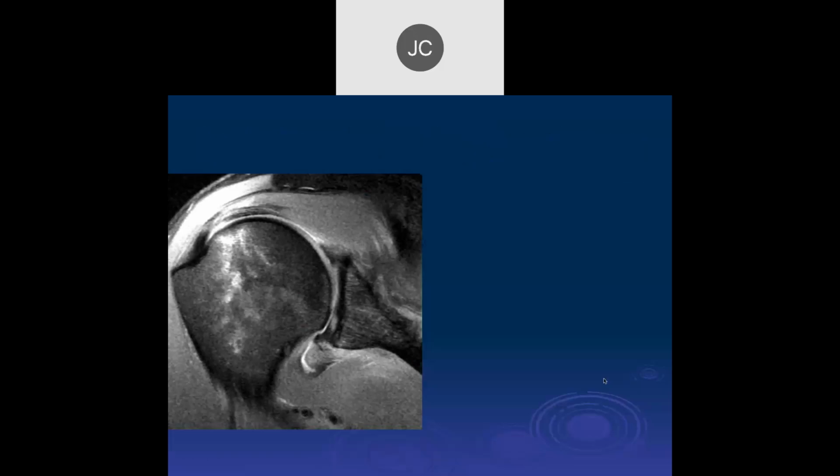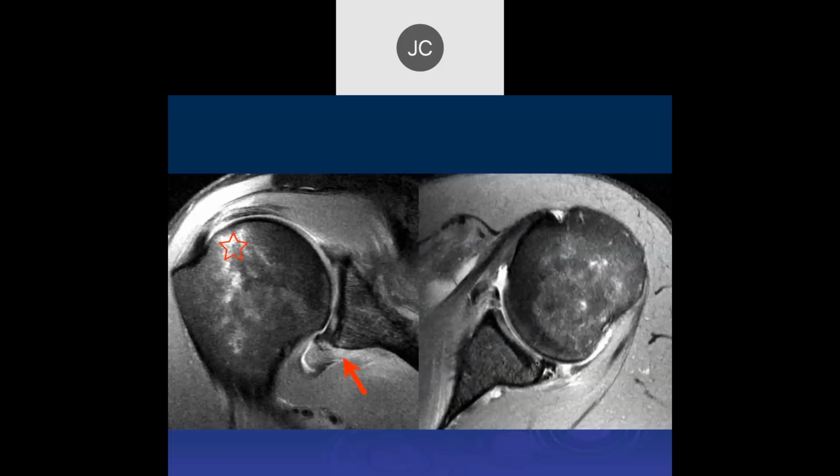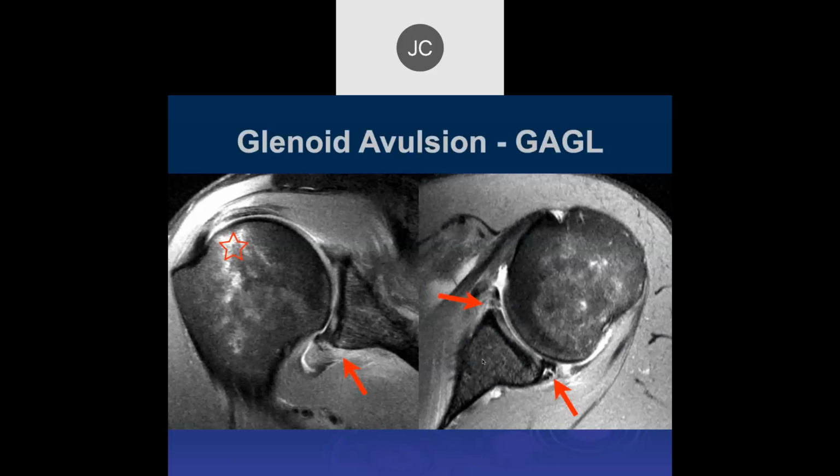All right, so we have a coronal. Looks like there's a lot of edema on that superior, kind of lateral aspect of the humeral head. And then looking at the inferior glenohumeral ligament, it looks thickened and edematous. Right. And torn. Yeah. And then we can also see that there are other labral tears here in this particular patient as well.